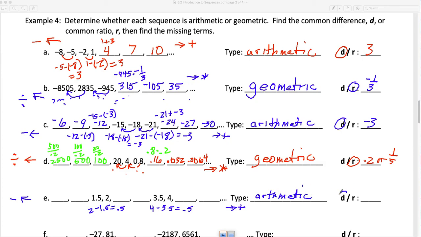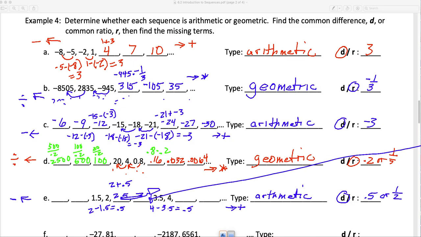And that gives me a common difference, and my common difference is 0.5 or 1/2. Okay, let's go ahead and fill in the terms in the middle. 1.5 to 2, and I'm going to do 2 plus 0.5. So this one is 2.5. This is easy. Plus 0.5 is 3. Look at the pattern.